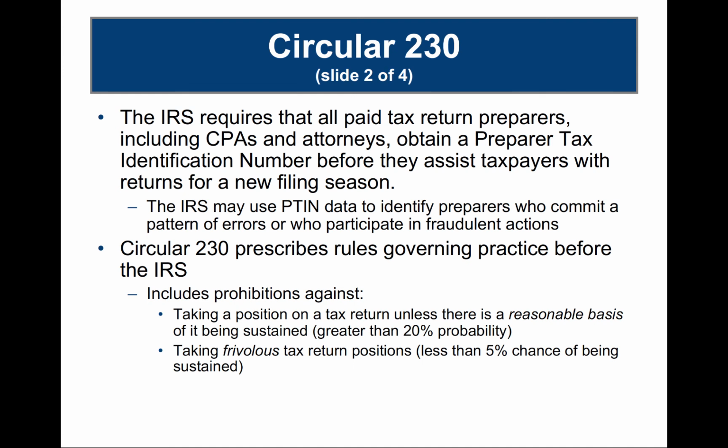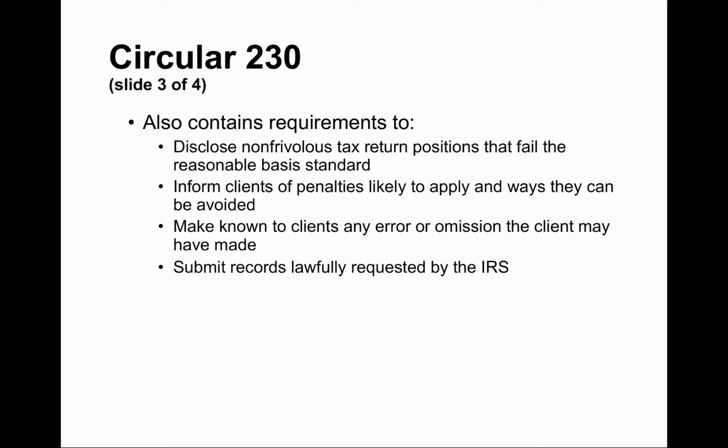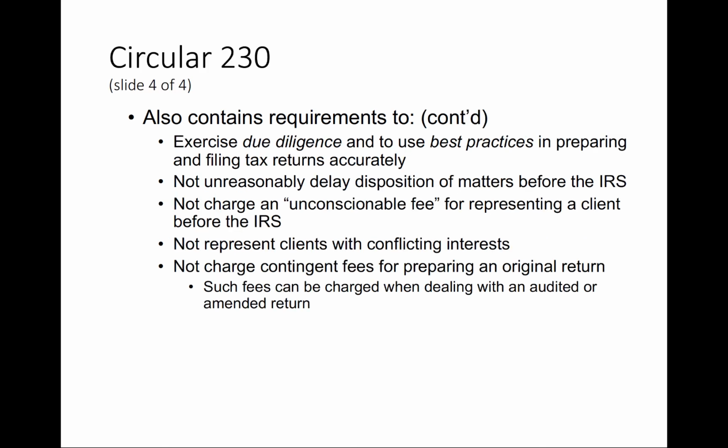Because you might not be an enrolled agent or a CPA or an attorney, and you might actually be preparing returns. I'll give you some examples in a moment. So Circular 230 also contains requirements to disclose non-frivolous tax return positions. We talked about that earlier. Inform clients of penalties likely to apply. Make known to clients any error or omission the client may have made. Submit records lawfully requested by the IRS. It also contains requirements to exercise due diligence and use best practices in preparing returns, not unreasonably delay the disposition of matters for the IRS, and not represent clients with conflicting interests, and whatnot.